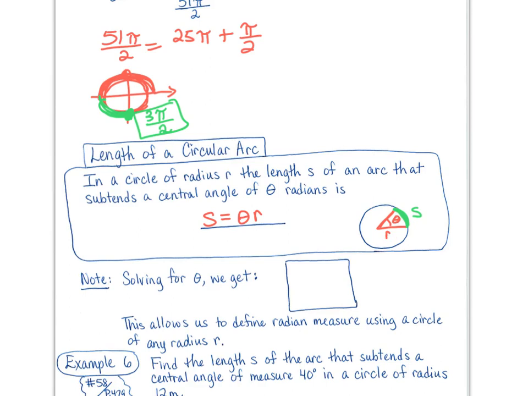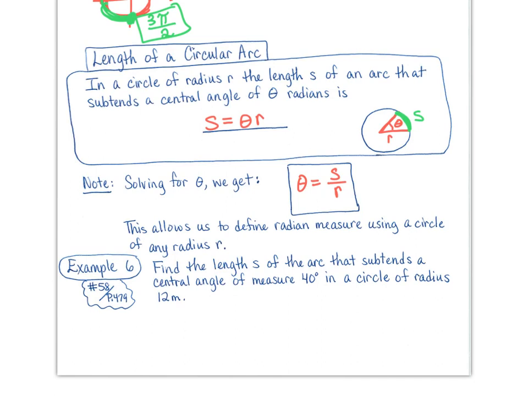Now, if we solve this for theta, what do we get? S divided by r. Good. Theta would be equal to s over r. This is a very useful formula because it allows us to define radian measure using a circle of any radius r.